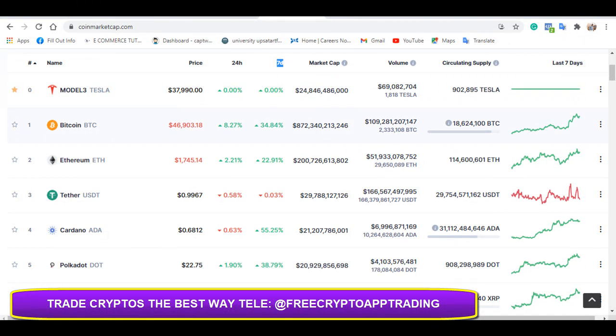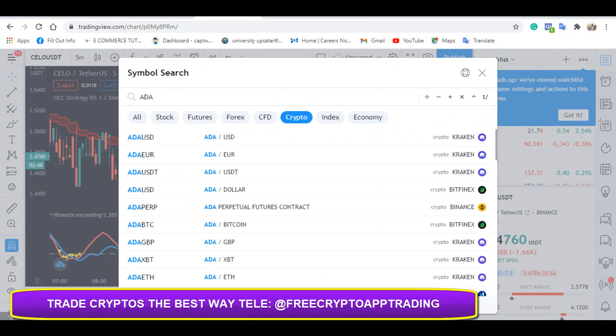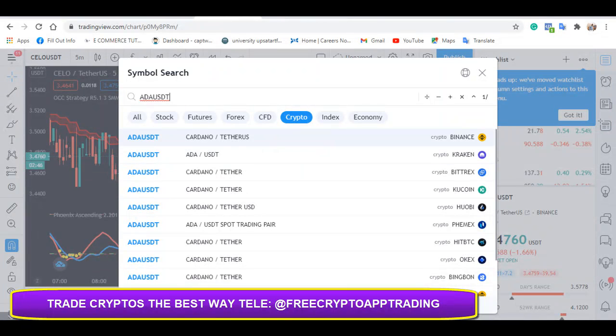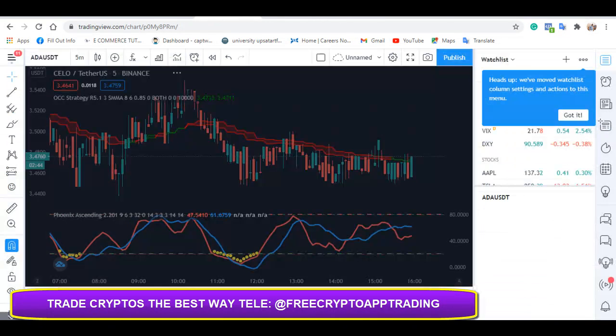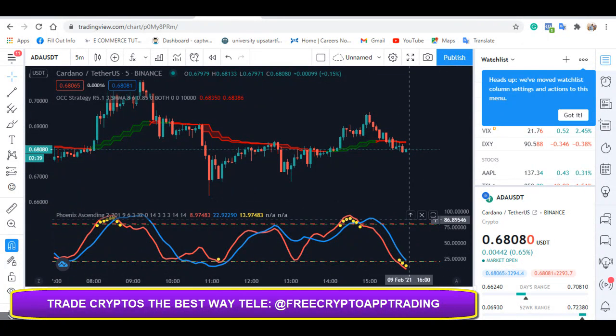Once the 7 days is on green and the 24 hour is on red, like this Cardano, the 7 days are on green, 24 hours is on red, then you come to TradingView and type ADA here, ADA USDT, look under Binance and you click on it. You see it here, it's telling me that it's about to do what? It's about to rise.